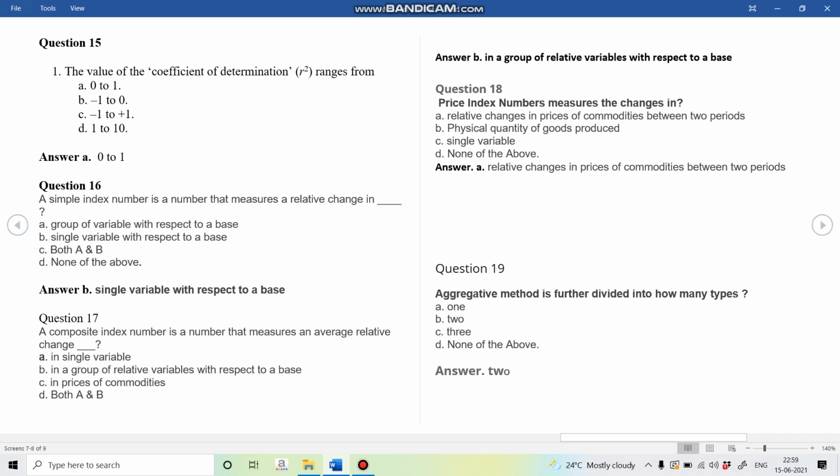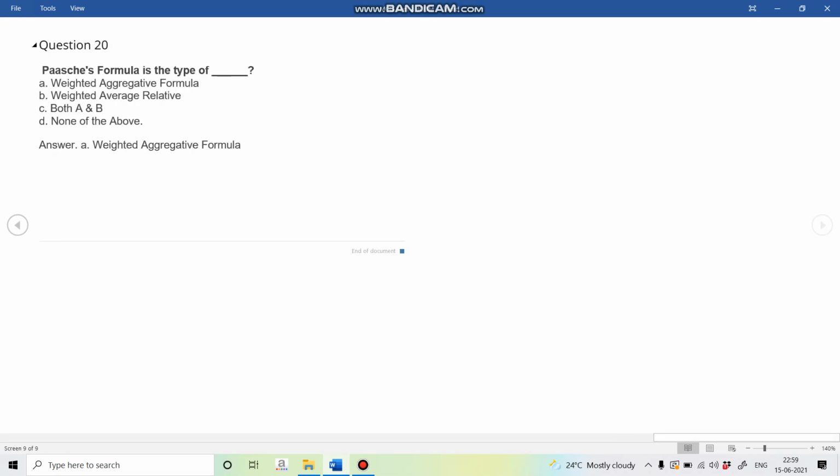Then question 19. The aggregative method is further divided into how many types? There are two types of method. Okay. Last is question 20. Paasche's formula is a type of weighted aggregative formula. This is the answer. Weighted aggregative formula. Thank you.